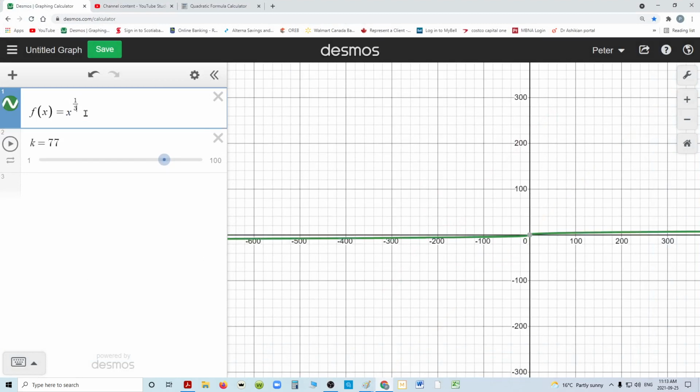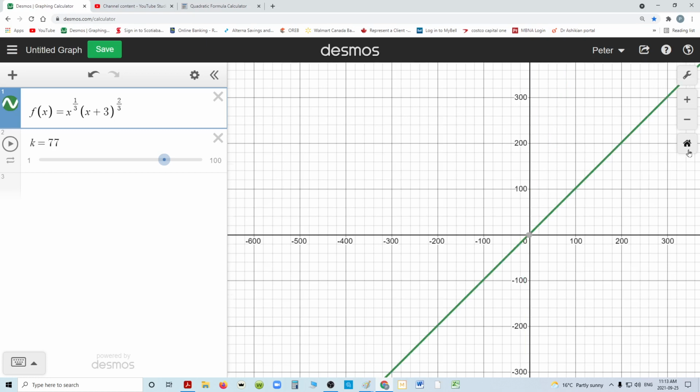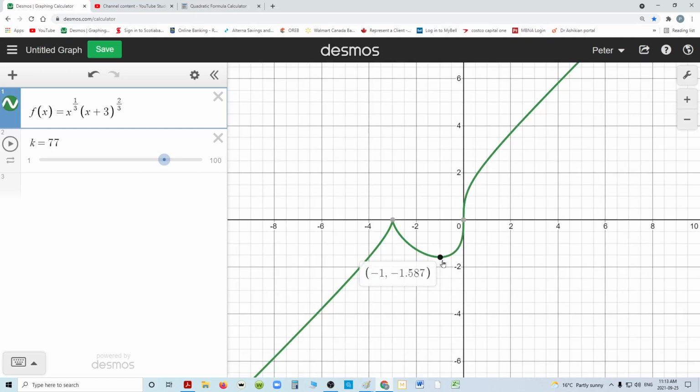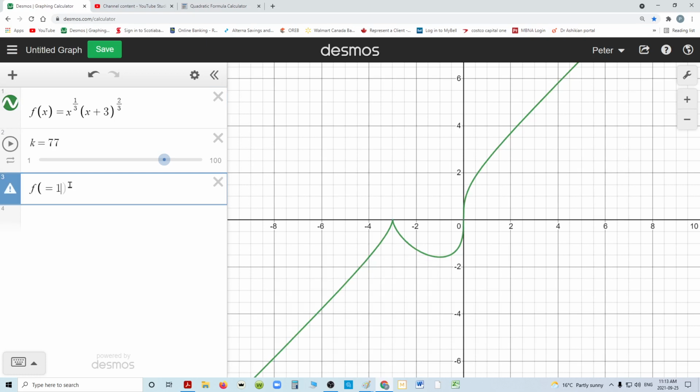X to the power of a third times x plus 3 to the power of 2/3. And let's zoom in. And look at that. Oh, I got the y wrong. So let's find f of minus 1. Oh, I forgot to square the 2. No, I got 4. So let's find out what this cube root of 4 is. There you go. I did the cube root incorrectly.